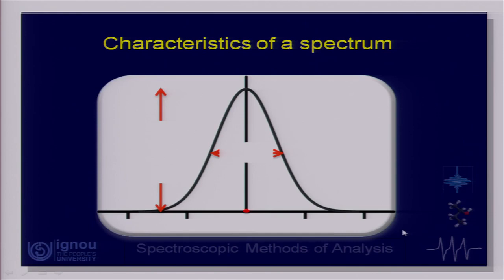We will talk about that in terms of what are the factors which determine them. Let us start with that. Now, let us look at the typical characteristics of a spectrum. Typically, a spectrum has got the following characteristics.